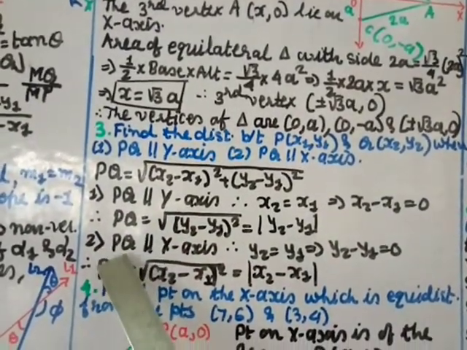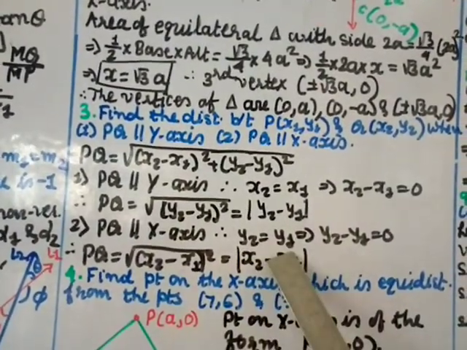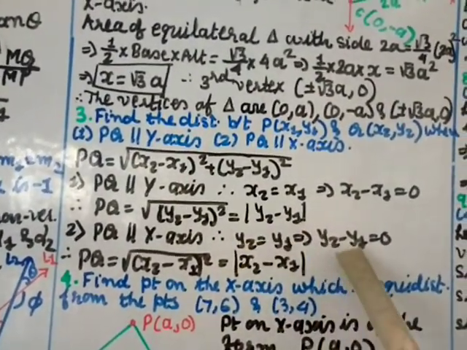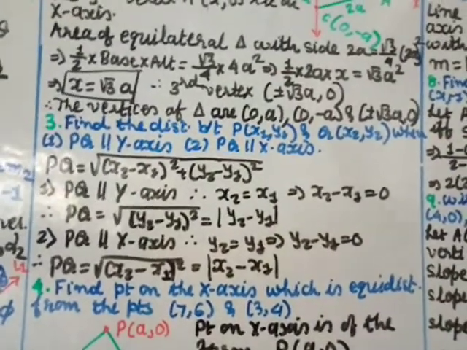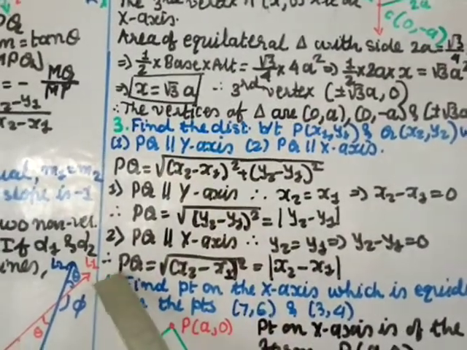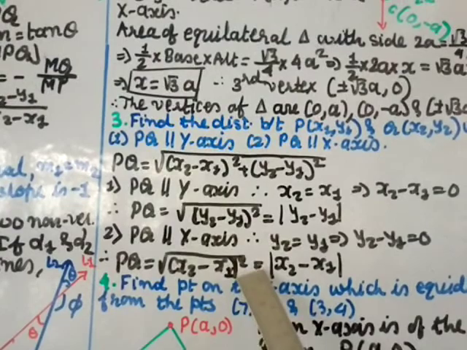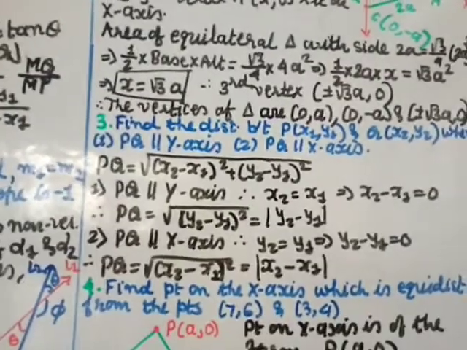Now the second case is PQ parallel to the x-axis. If it is parallel to the x-axis, that means y2 equals y1. Y1 transferred over here, so y2 minus y1 equals 0. That means this value will become 0. So if I put 0, then only this value remains. So PQ equals the square root of (x2 minus x1) whole squared. Square and square root cancel, so it equals the modulus of x2 minus x1.